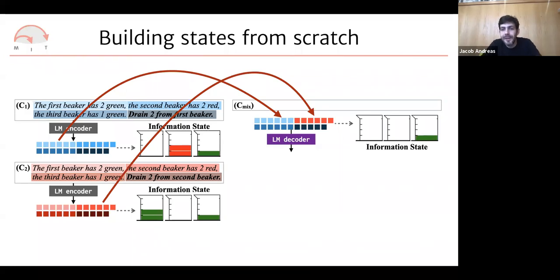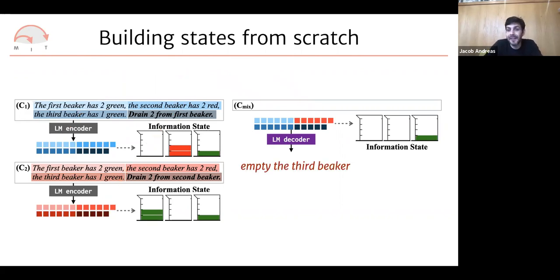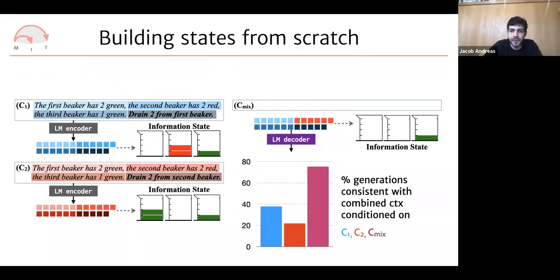If we now take this Franken representation that we produced and hand it off to the decoder, the model that's going to try to predict the next sentence that might come in this document, given everything that came before, we find that, in fact, it preferentially generates instructions to empty the third beaker, and not sentences that involve stirring the red beaker, which would be allowed in the original version of context 1, or stirring the first beaker or the green beaker, which would be allowed in initial mentions of context 2.